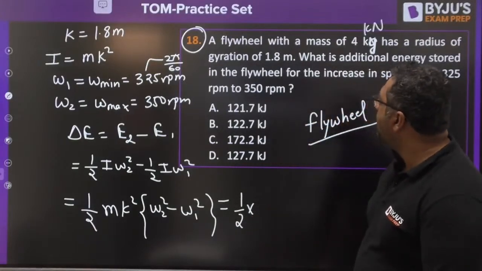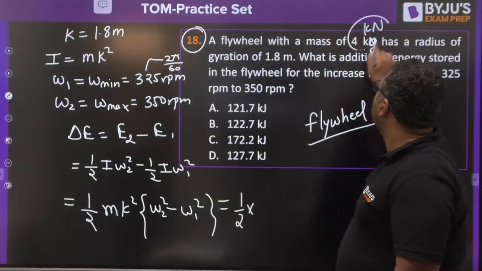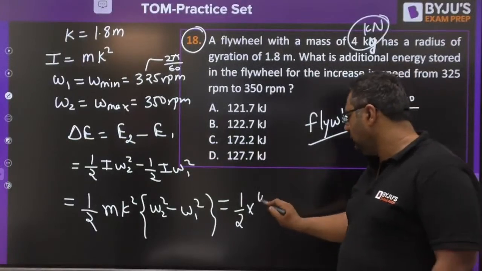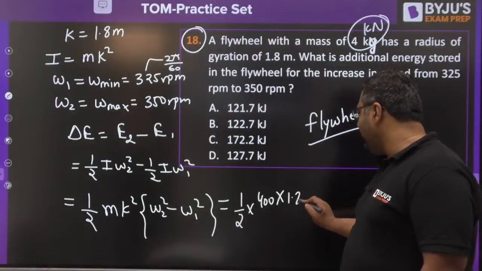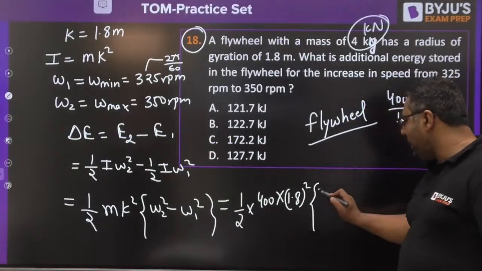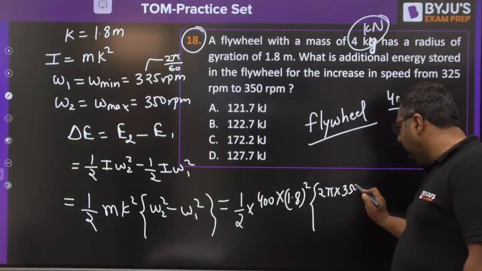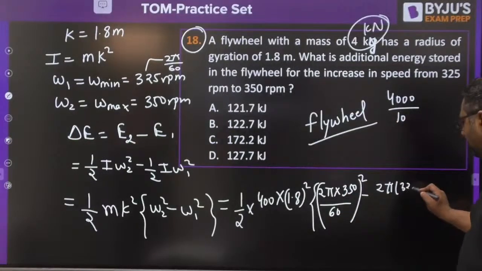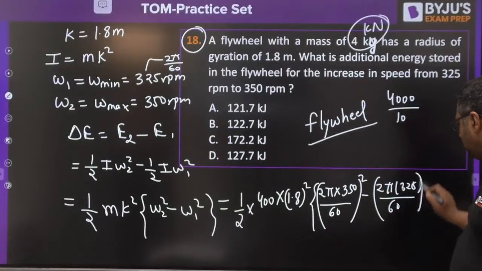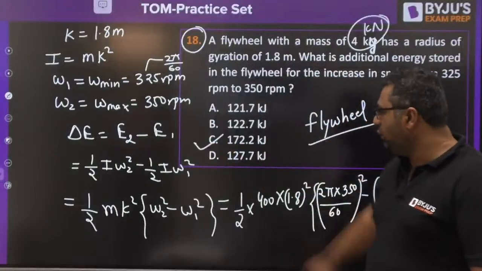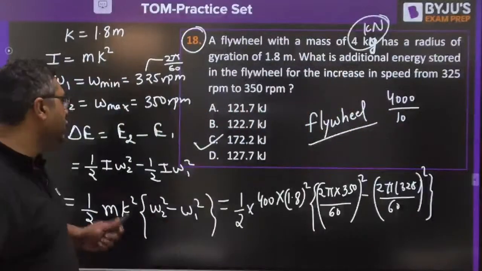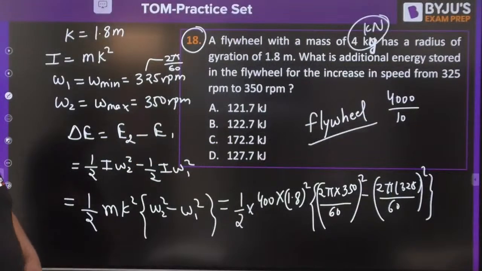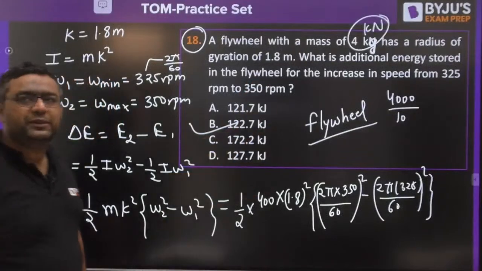One by 2 into mass, you need to find out. 4 kilonewton divided by 10, into 1.8 square, into 2 pi 350 by 60 square, minus 2 pi 325 by 60 square. You will be getting 122.7. So you'll be getting the answer to be 122.7. B is going to be the answer, guys.